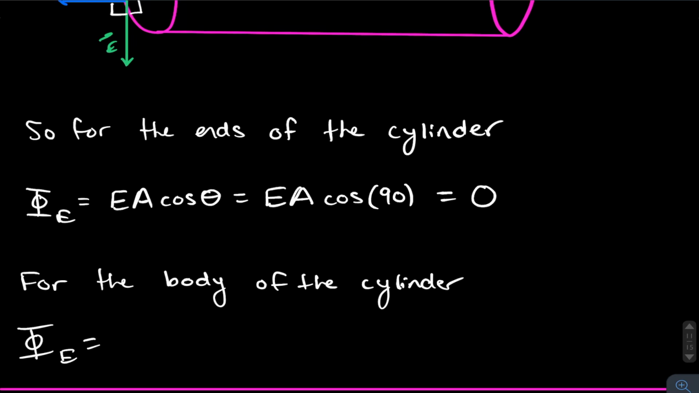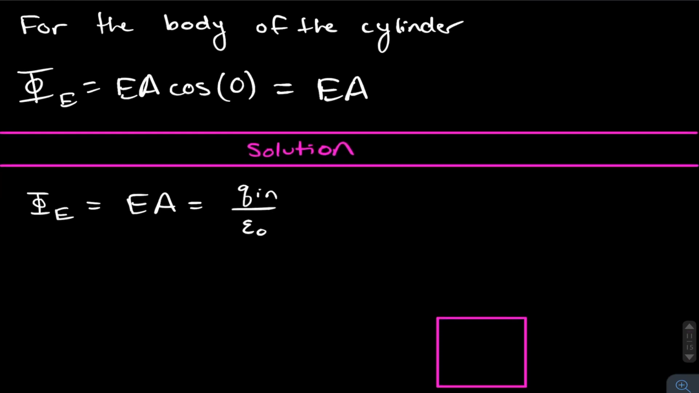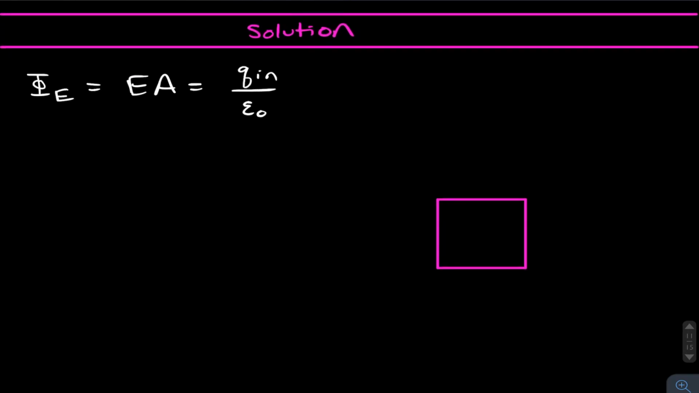For the body of the cylinder, we have EA times the cosine of 0, which is just EA. So by using this cylinder, we're making things a lot nicer for ourselves, which is going to be really nice when we get to solving our actual problem. Moving on to our solution, we only really care about the body of the cylinder. The flux is just EA, because the flux at the ends is 0, so you can say EA plus 0 if you want, but it doesn't matter. That's going to equal the charge enclosed over epsilon naught.